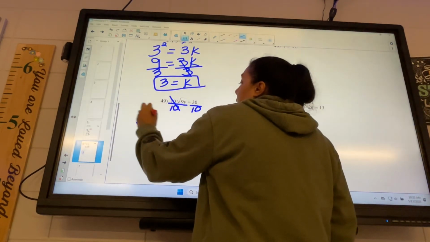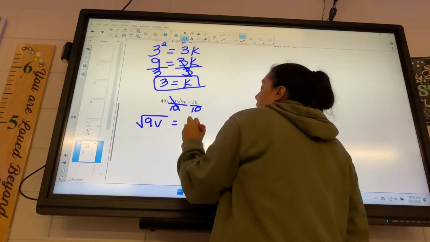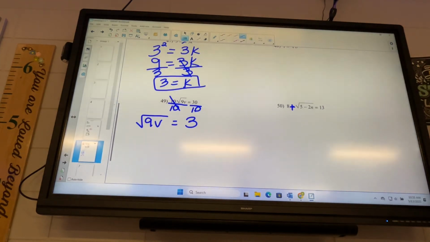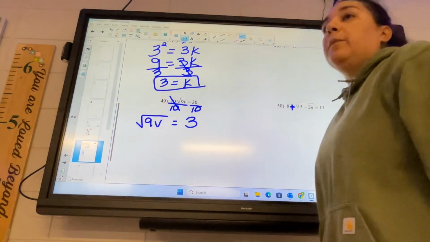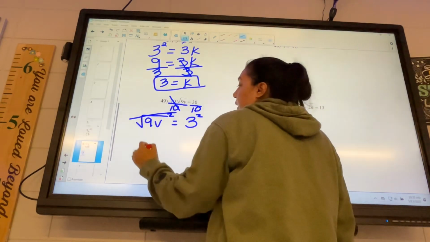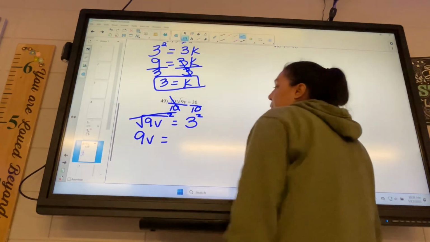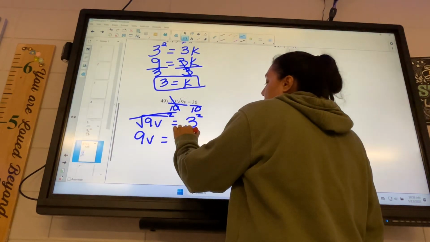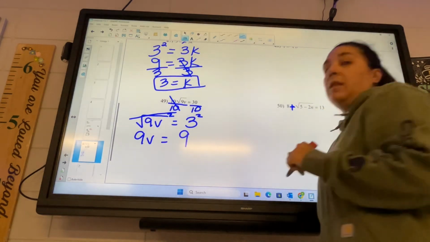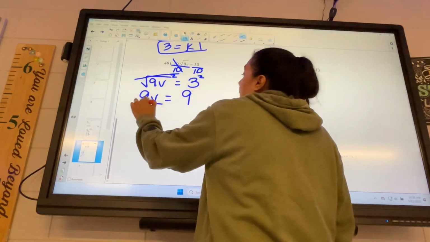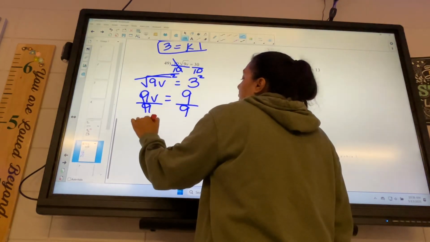So we get the square root of 9v equals 30 divided by 10, which is 3. And then what? How do I get rid of the square root? Baby 2. So we get 9v equals 3 squared, which is 9. What needs to be done next? Divide. It'll be 1. There you go. So we got v equals 1.